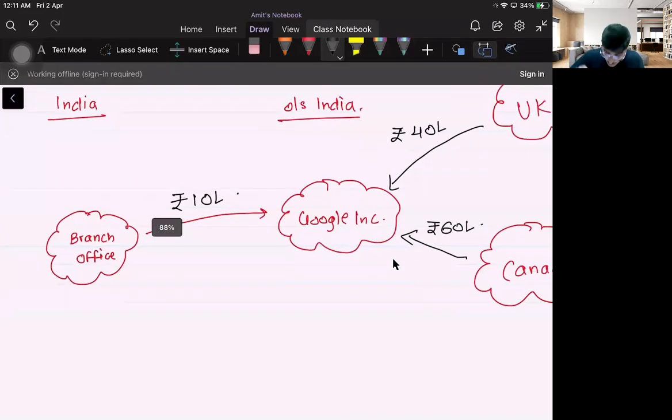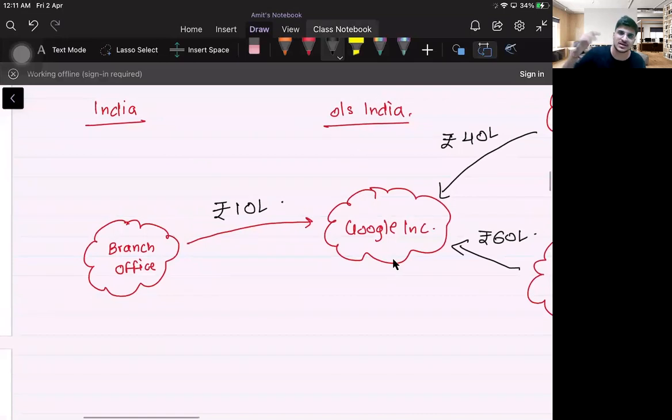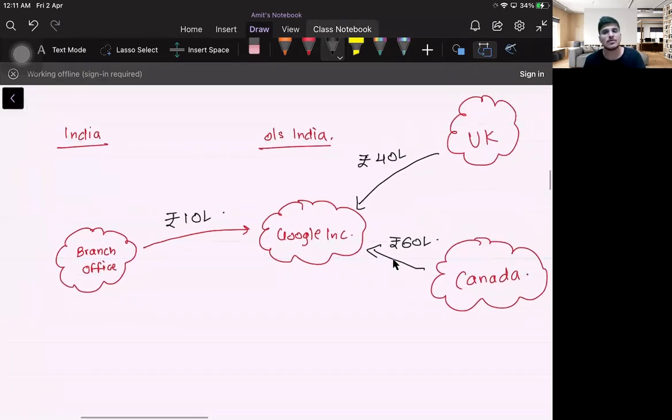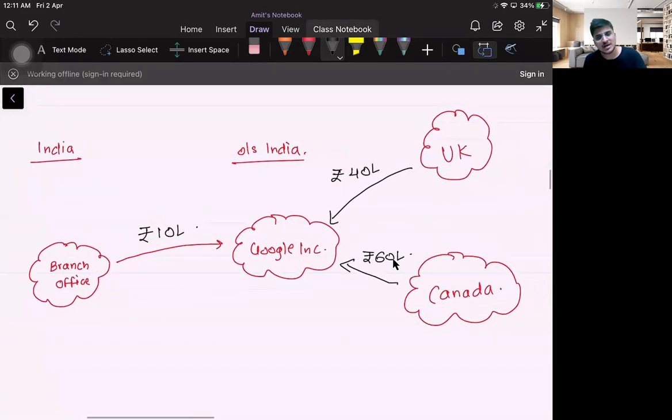So we saw that if the non-resident has a business connection in India, that non-resident will have to pay tax in India. Sir, on which amount will this tax be levied? What will be the income? Will it be 10 lakhs plus 40 lakhs plus 60 lakhs?